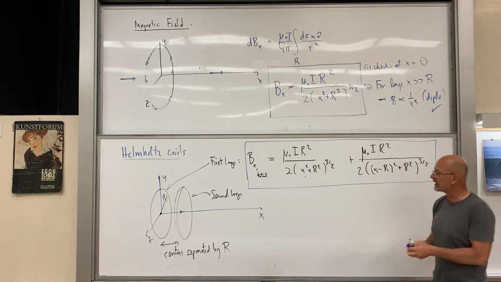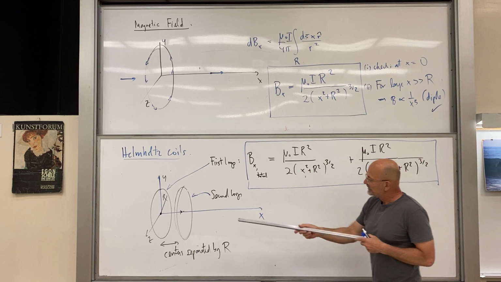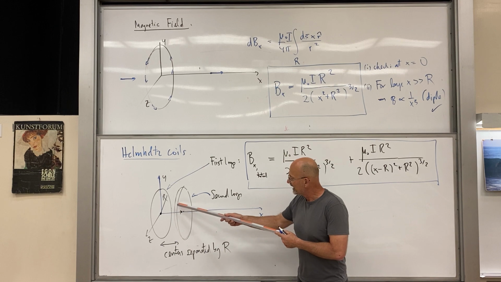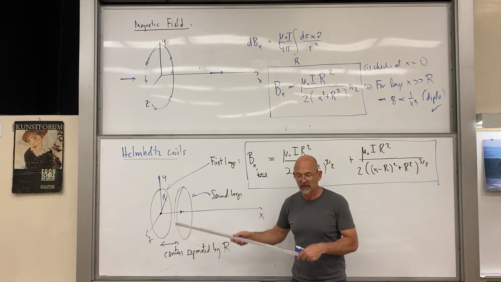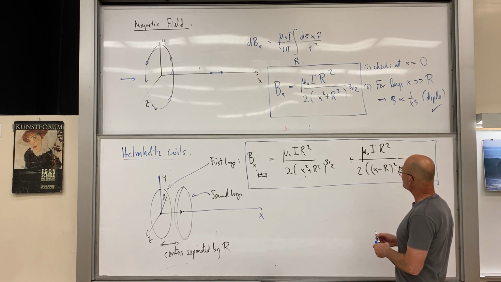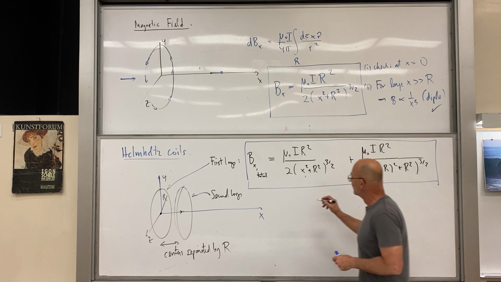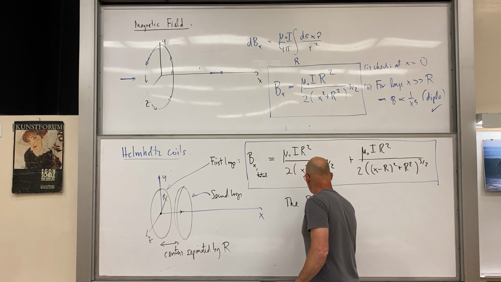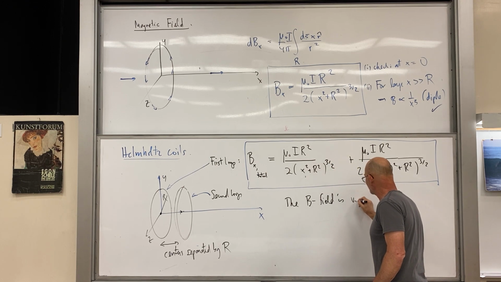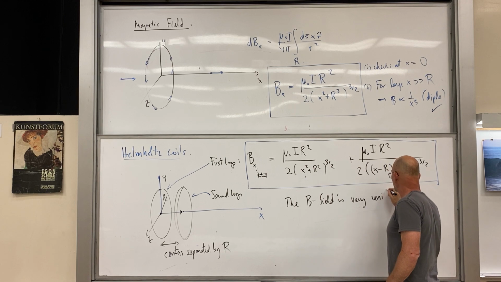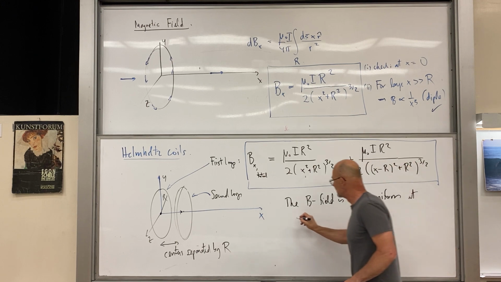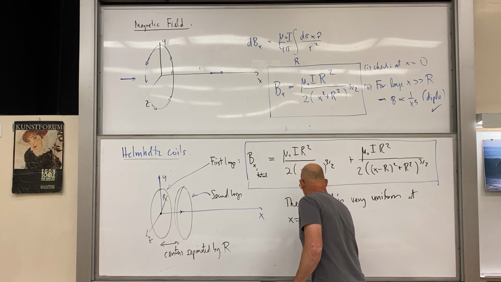Okay, so what's interesting about this is that at the center of these coils, namely at x equals R over 2, you get a very uniform field. And that's why it was used for that experiment I showed you the other day. And that's what we're going to prove. The B field is, I'll just write very uniform, considering where it came from, at x equals R over 2.